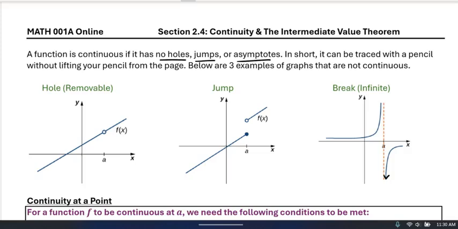Okay. So here are three examples of graphs that are not continuous. The first one shows the hole. So we have just a hole here at x equals a, and you could think that the reason we call it removable is you could plug that hole pretty easily with just putting a point in.